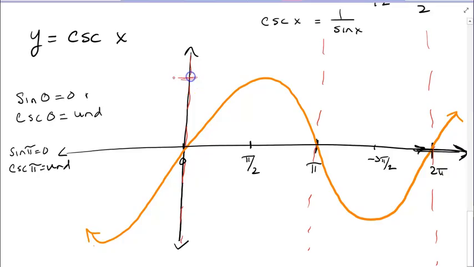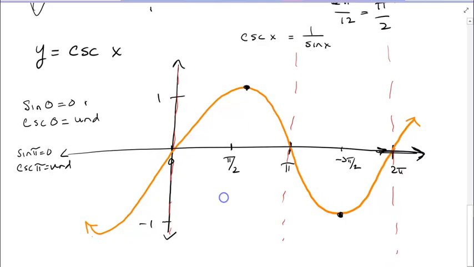Here, it's a 1, right? What's the reciprocal of 1? Just 1. What you end up with in your cosecant graph are a whole bunch of these parabola-looking things in between the asymptotes. And this one would be up here.